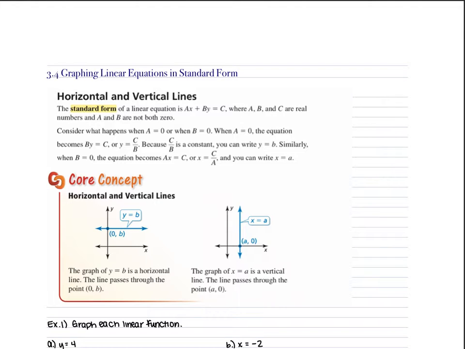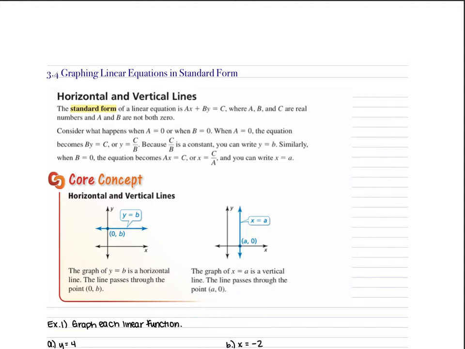3.4 goes over graphing linear equations in standard form. Standard form of a linear equation is just in the form ax plus by is equal to c, where a, b, and c are all real numbers, and a and b are both non-zero numbers.